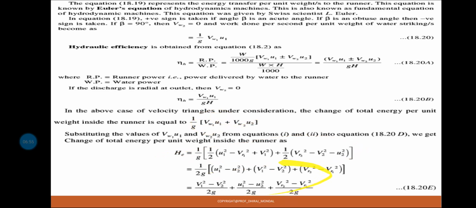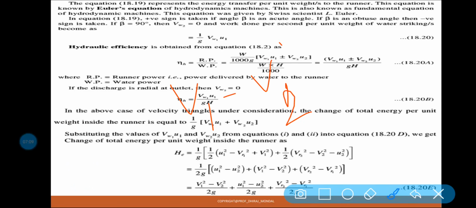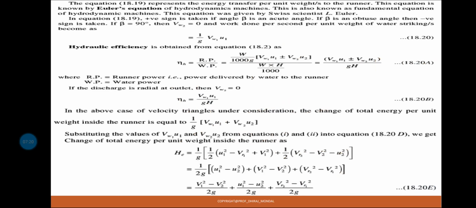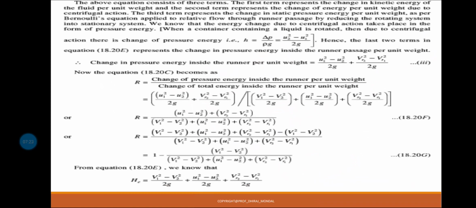So ultimately this value will become like this. V1 square minus V2 square by 2G plus U1 square minus U2 square by 2G plus VR2 square minus VR1 square by 2G. So it is basically (V1 square minus V2 square) by 2G common, (U1 square minus U2 square), and the relative velocity at the outlet minus relative velocity at the inlet square by 2G. So that is your total energy. Now keep it in your mind, total energy.